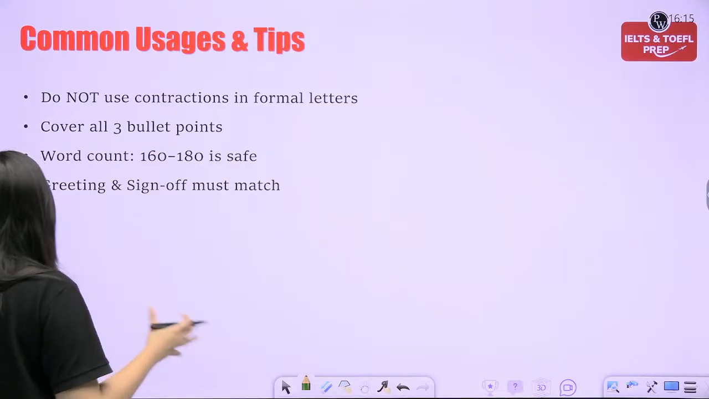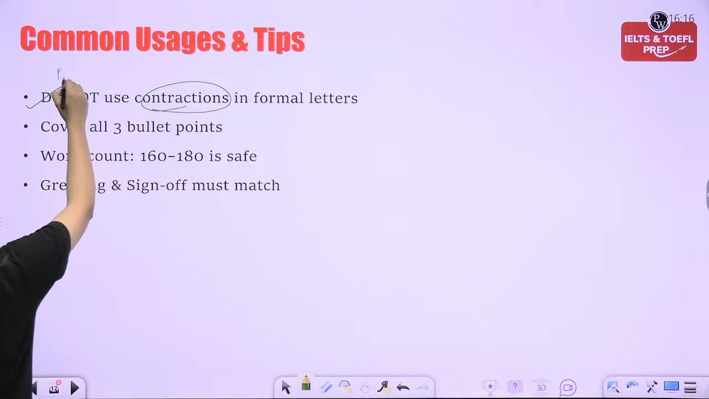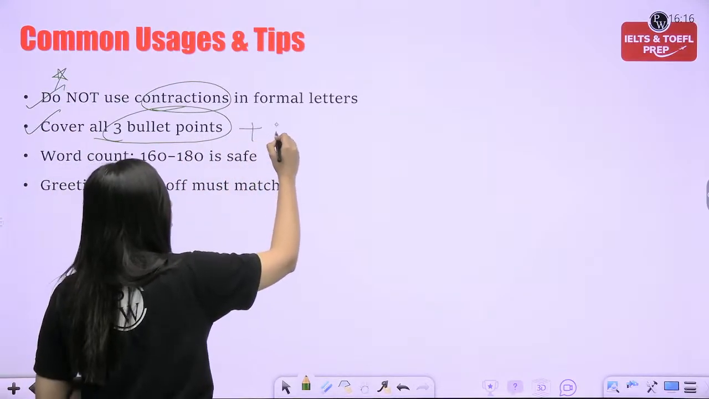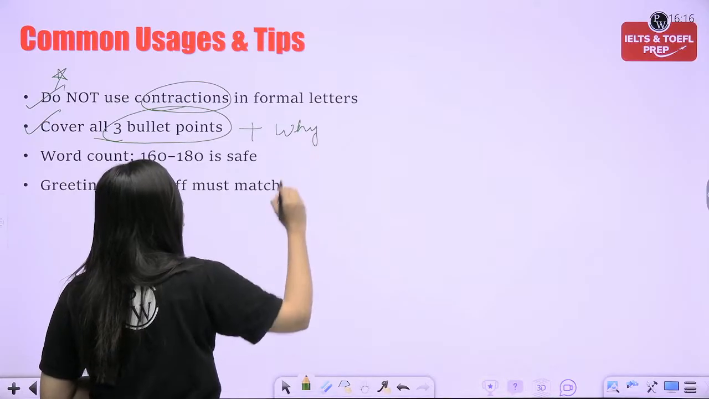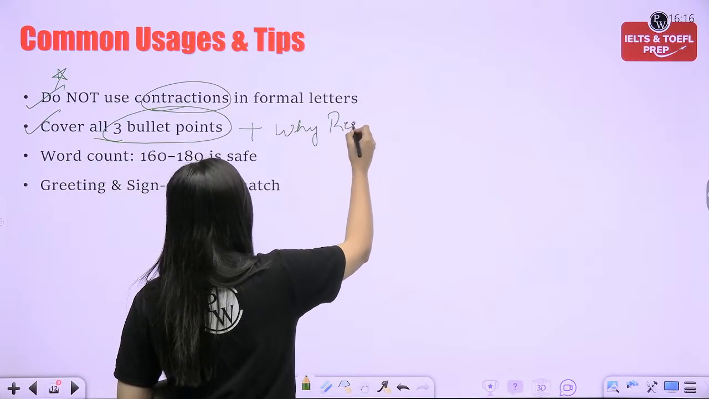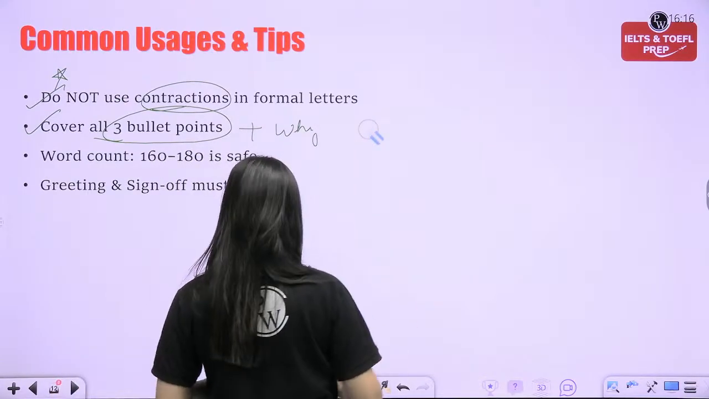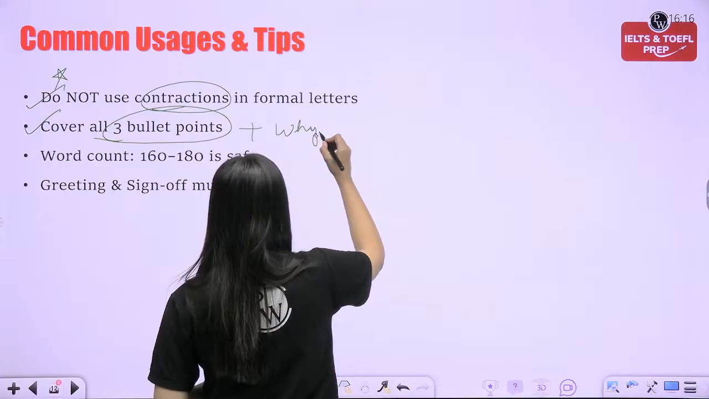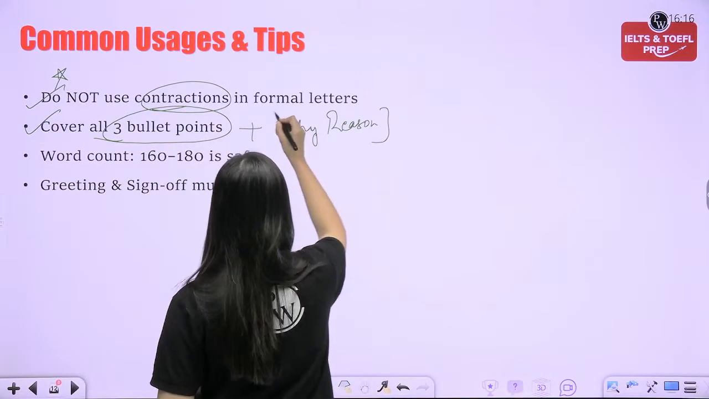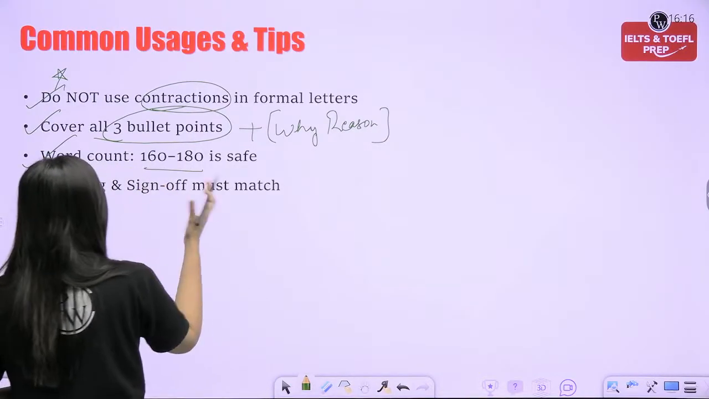Now, common usages and tips: do not use contractions in formal letters anyway. Cover all 3 bullet points along with the reason why you are writing. You have to state your reason at the very first go. So yes, it's going to go like this, and then the word count has to be somewhere around 160 to 180.